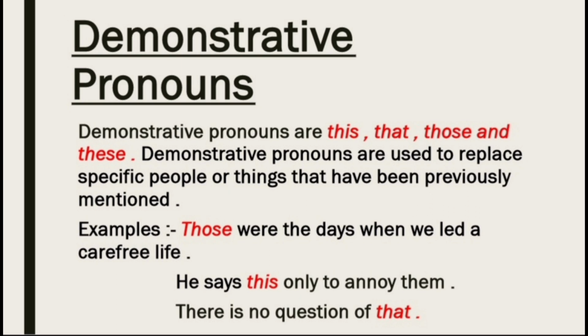Demonstrative pronouns. Demonstrative pronouns are this, that, those and these. There are four types of demonstrative pronouns, that is this, that, those and these. Demonstrative pronouns are used to replace specific people or things that have been previously mentioned.